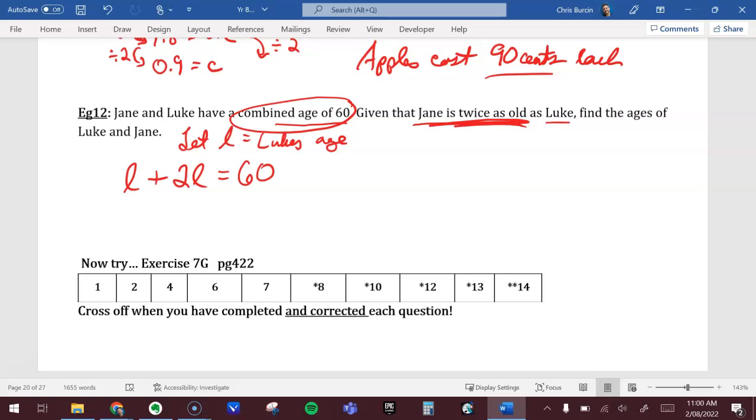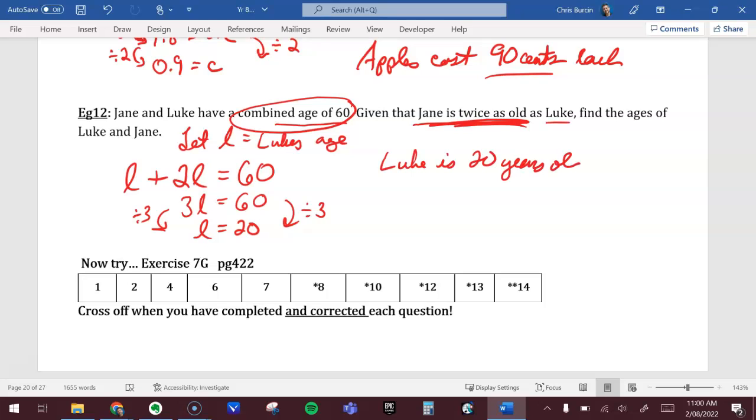So I can add L and 2L together to give me 3L equals 60, and then divide simply by 3 on both sides, and that gives me L equals 20. So Luke's age is 20. And then we simply double that to find that Jane's age is 40, or 40 years old. There you go.